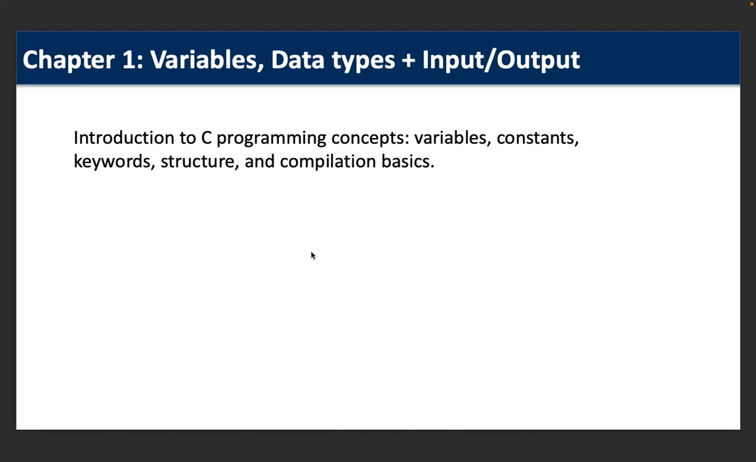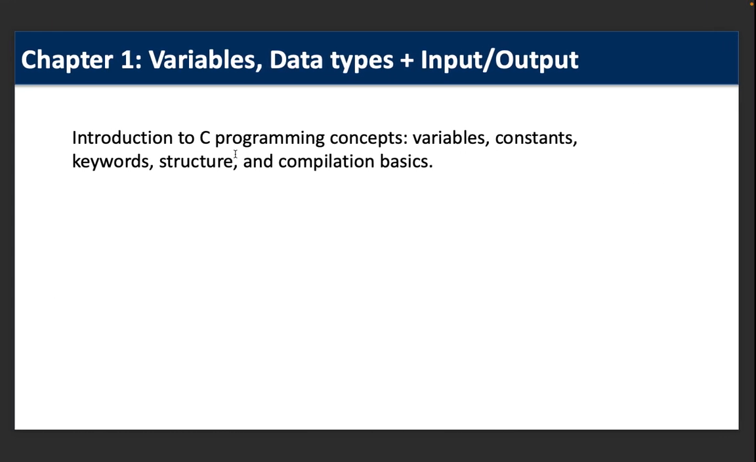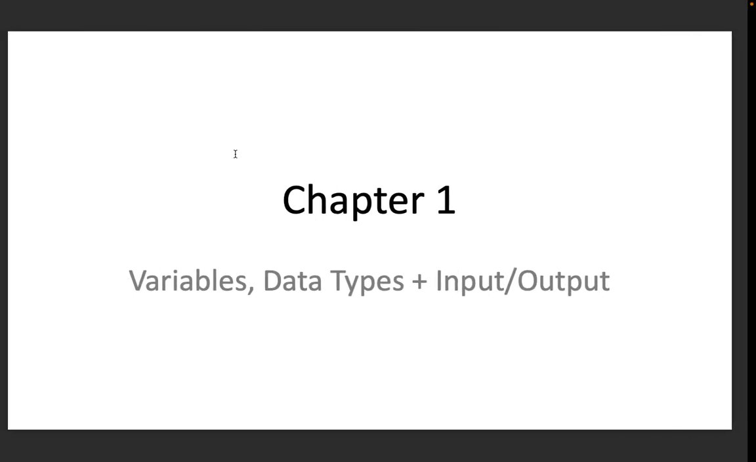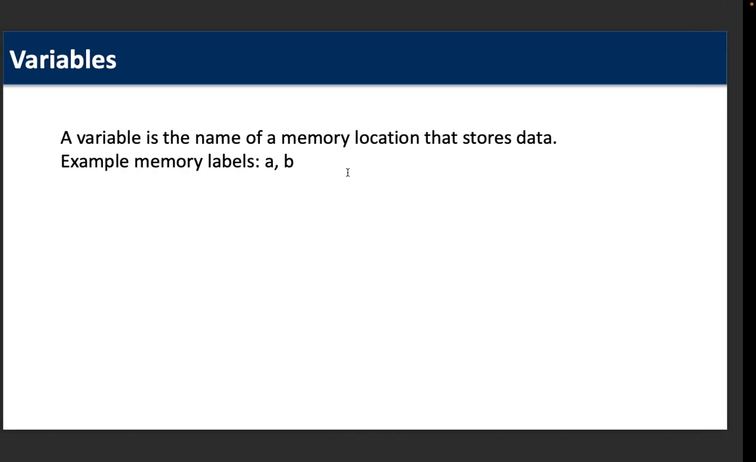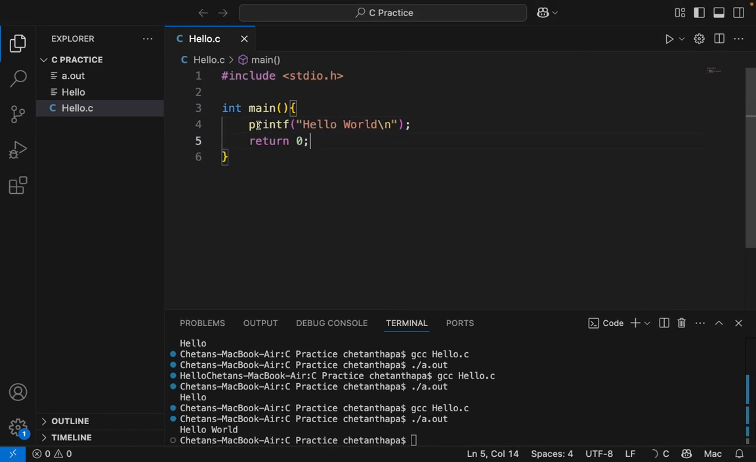So, variable. Okay, so what is a variable? A variable is the name of a memory location that stores data. For example, a and b. Before adding a variable, we need to name its data type.